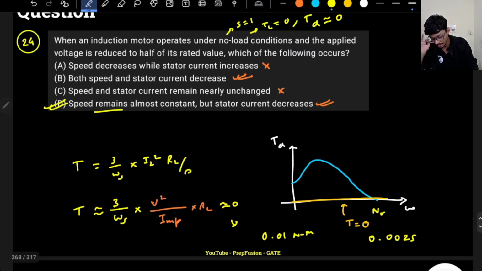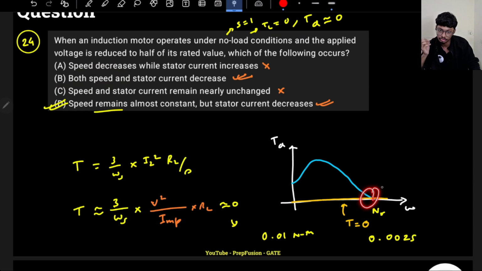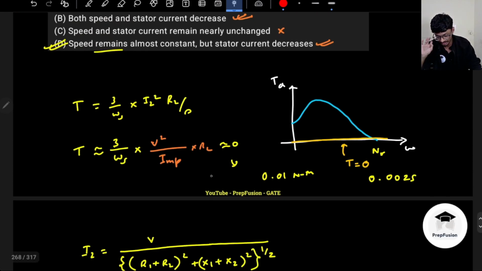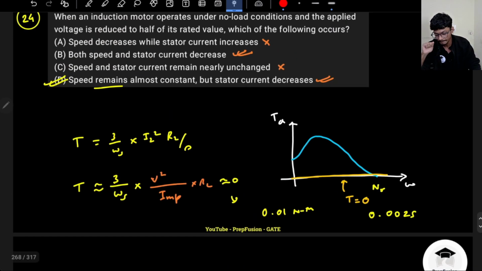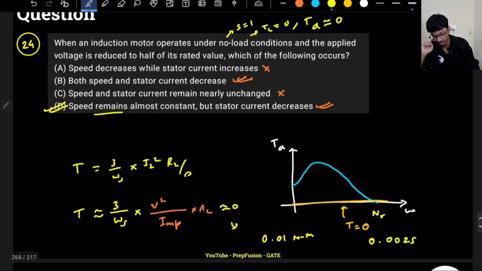Stator current will reduce. I know you may be confused that speed will also reduce. No, I am operating at no load, so speed is almost equal to the synchronous speed, and the developed torque is very low. So even though there is a torque reduction, it will not reduce by much. I know this is a confusion because this is a very good question.